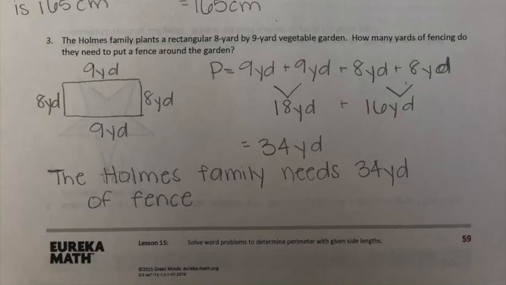9 yards plus 9 yards plus 8 yards plus 8 yards. So 9 plus 9 is 18, and 8 plus 8 is 16. 18 plus 16 turns out to be 34 yards, so the Holmes family needs 34 yards of fence.